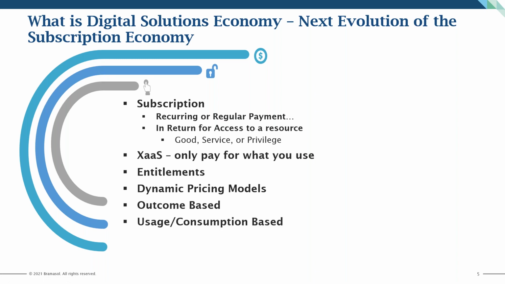Outcome-based models, where companies are paid based on the outcome, usage, and consumption. Think of usage and consumption really as 2 sides of a coin, or 2 different ways. It's like payment up front or payment in arrears. And of course, many companies are doing that.